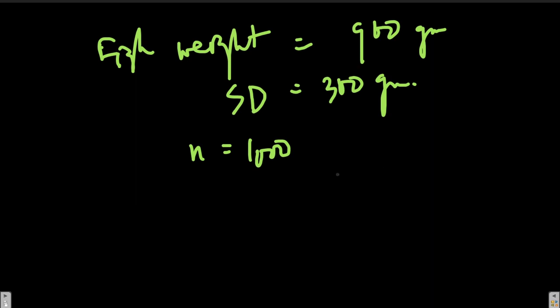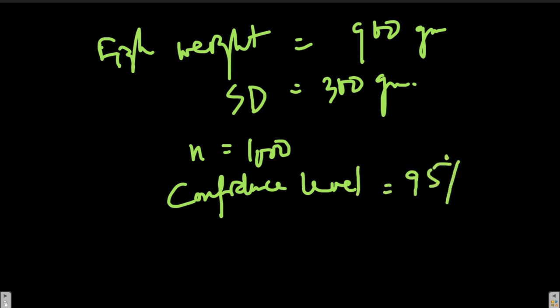And let's say the confidence level given to us is 95%. Now we have to create a confidence interval for basically obtaining the weight of the Hilsa population in Padma River.